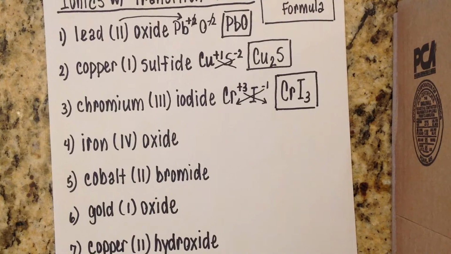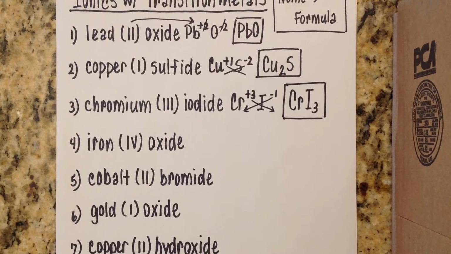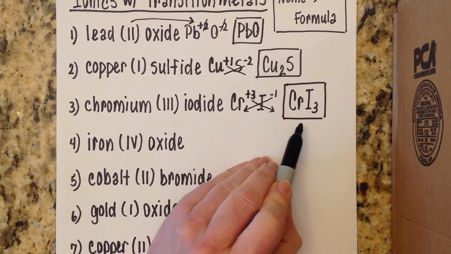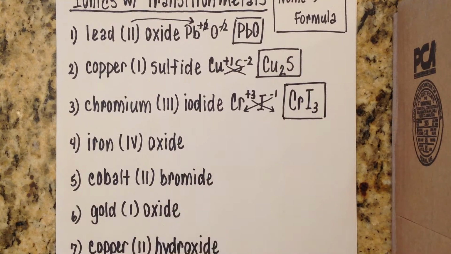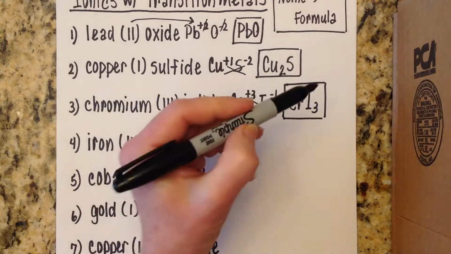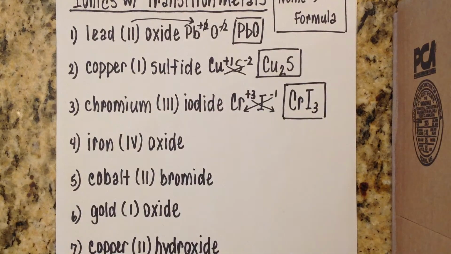I do want to remind you that when you're working with ionics, you will never have a charge down here. No pluses, no negatives, only numbers. We do not write ones. They are understood, and you will never have numbers up here as superscripts once you have written a chemical formula.